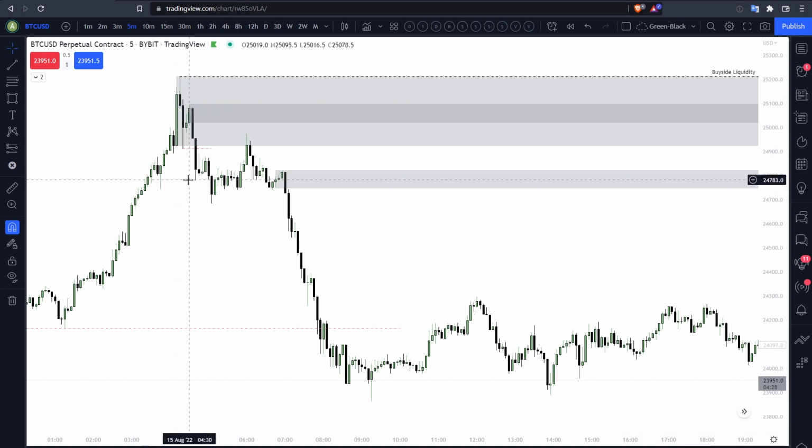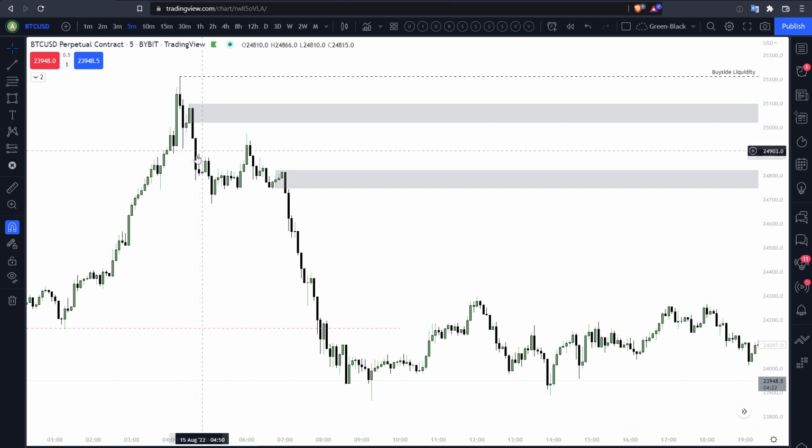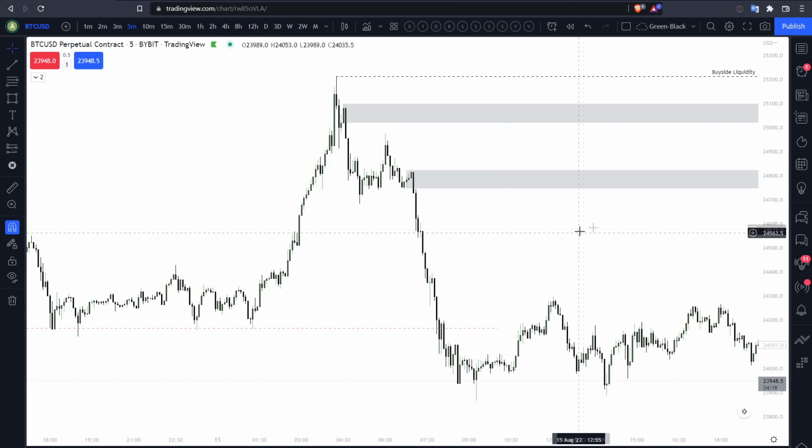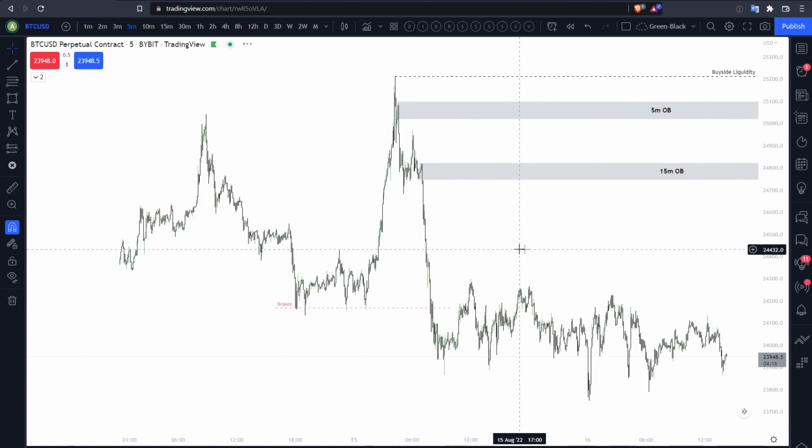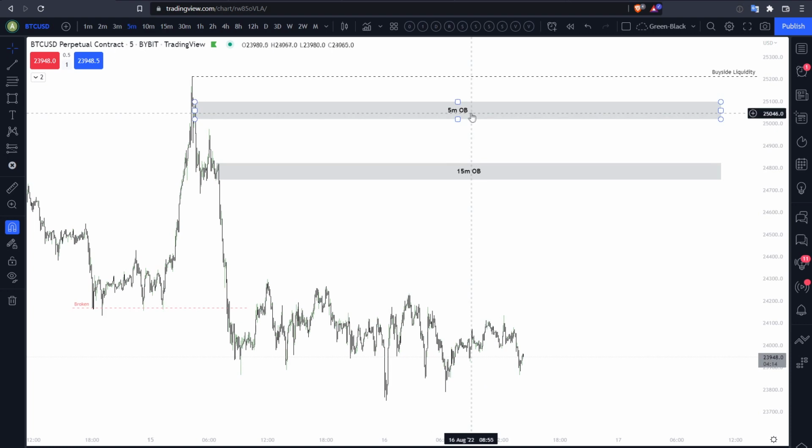Now let's remove this to keep it clean. So we can remove all this big rectangle and keep only the smaller, narrower rectangle, and I already marked it as a 5-minute order block.